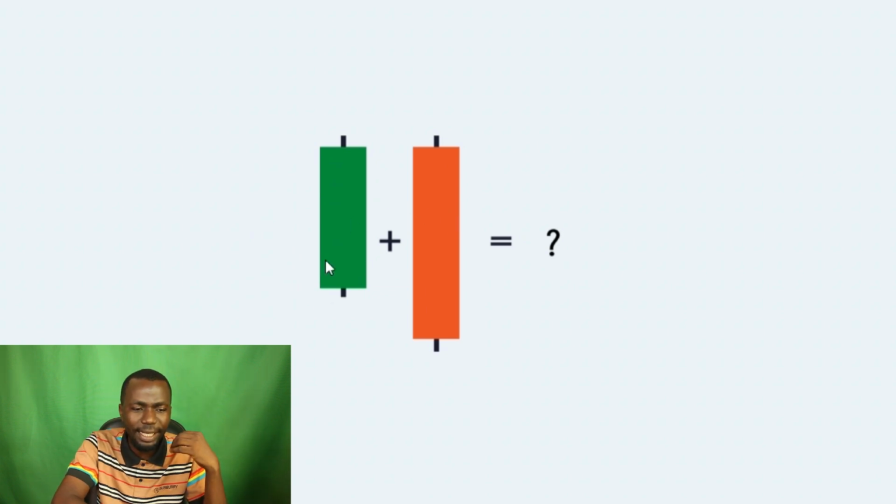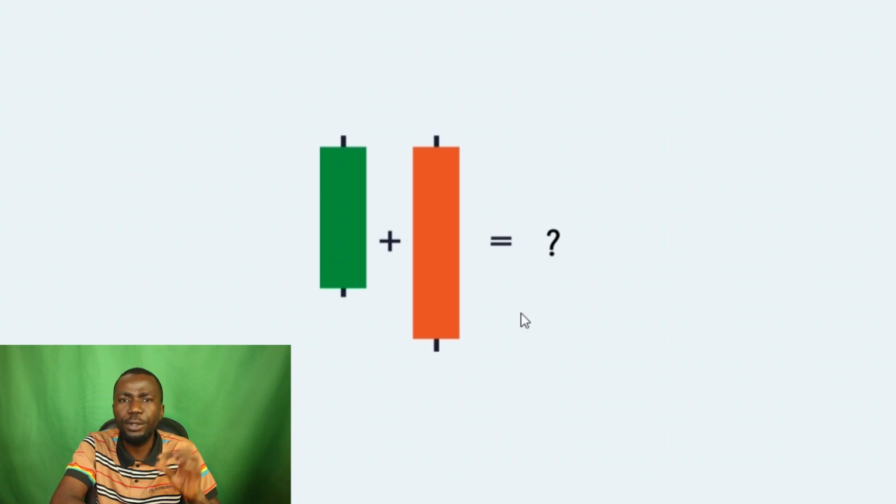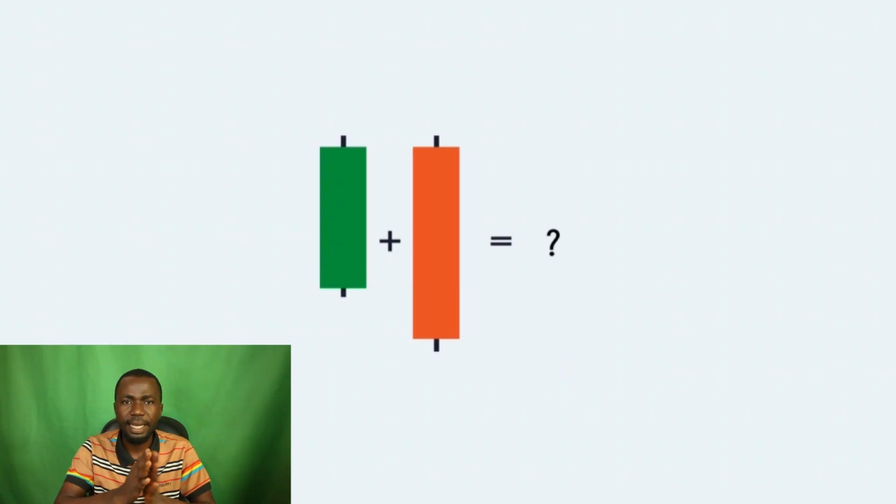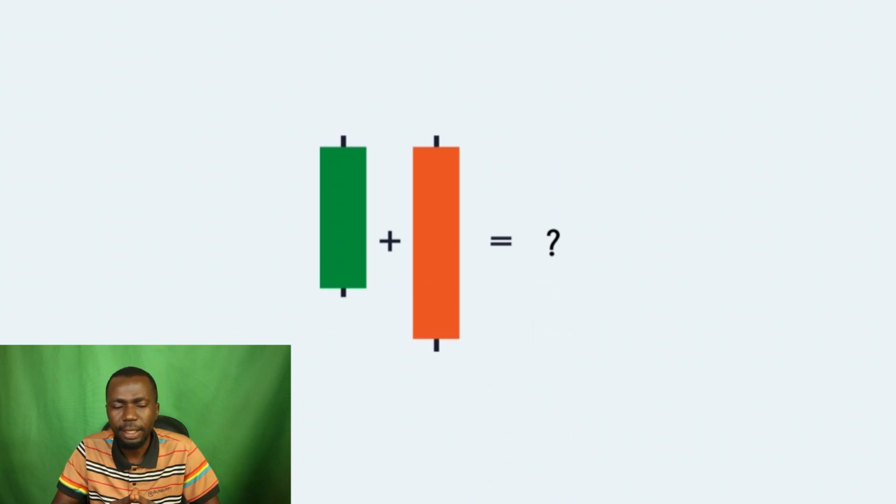So you can easily identify this pattern in a 1-hour time frame, right? But if you go to the 4-hour time frame, you will see something else. And what will you see? You will see the shooting star. So for you to be able to trade it profitably, you should be able to identify the bearish engulfing pattern in a 1-hour time frame, right?